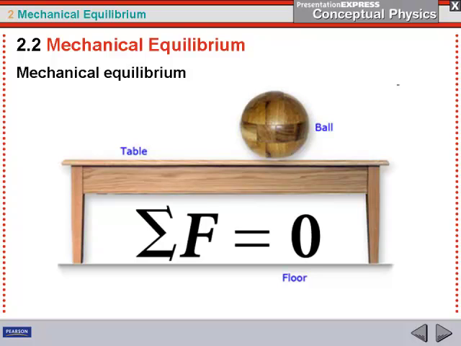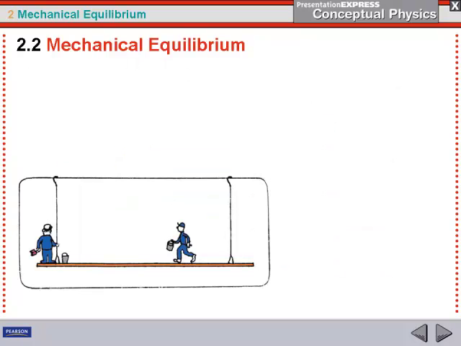For a suspended object at rest, the forces acting upward on the object must be balanced by other forces acting downward. In this case, the ball was suspended by a force from the table, pushing it upward against the pull of the Earth's gravitational force. The vector sum equals 0. The sum of the upward vectors equals the sum of the downward vectors. Sigma F equals 0, and the scaffold is in equilibrium.